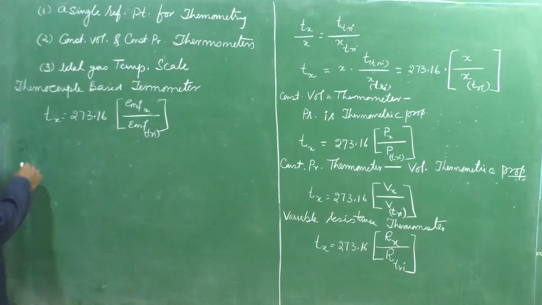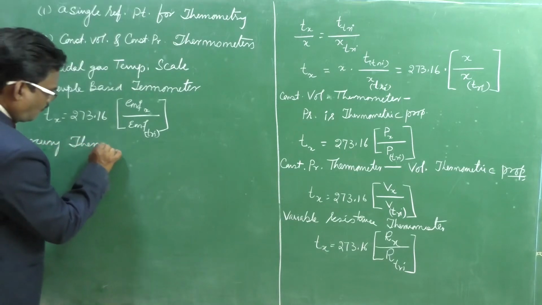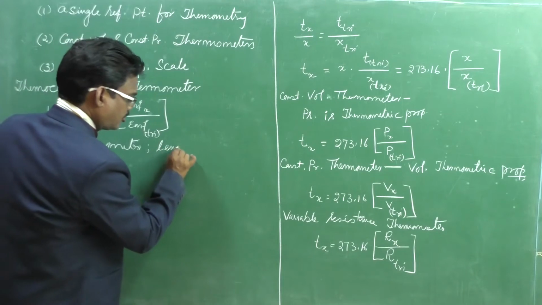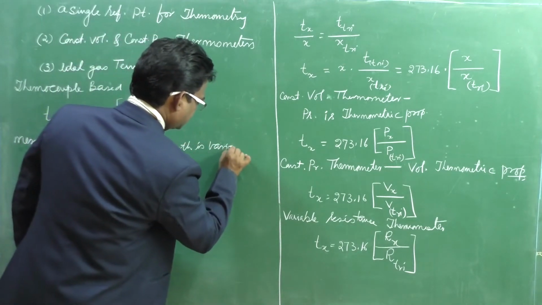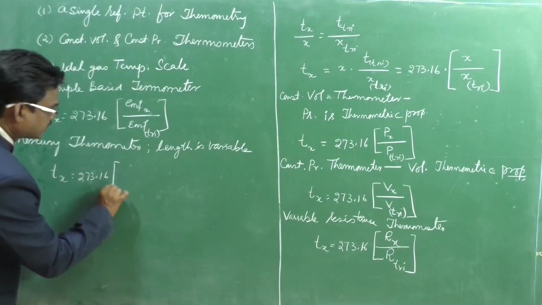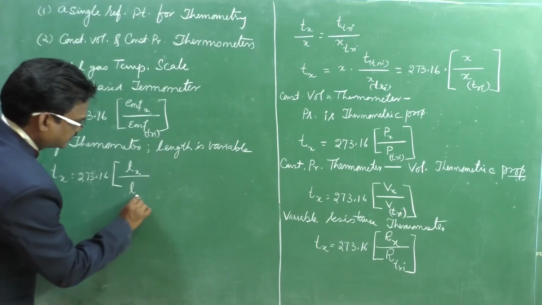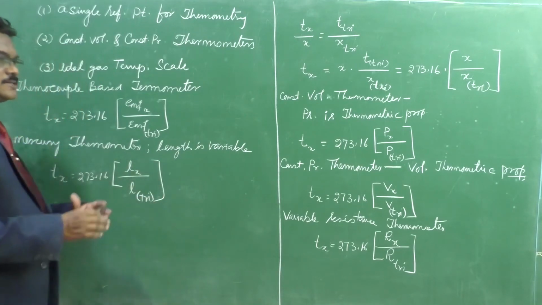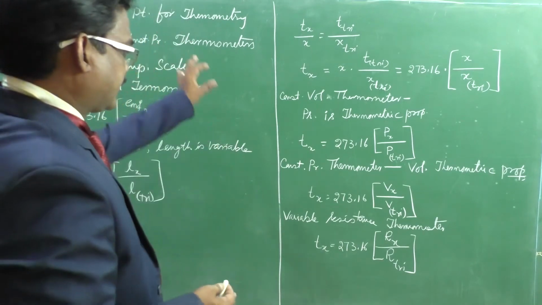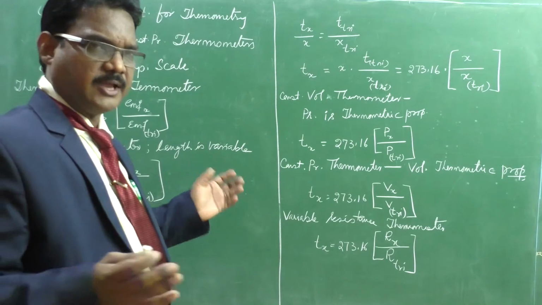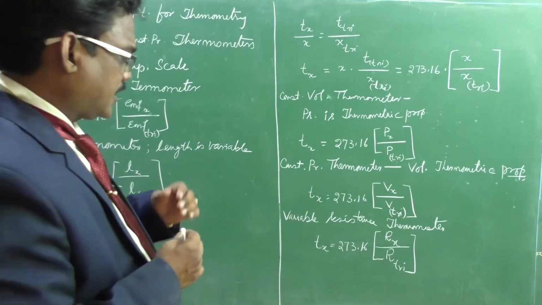Next one. If you consider the mercury thermometer, in the mercury thermometer, length is the variable. Now in such cases, Tx equal to 273.16 into length at x instant divided by length of the mercury column at the triple point. Likewise, if you consider the triple point as the reference point, we can write the equations for the different types of thermometers. After considering these 5 thermometers, one experiment was conducted by the scientists.